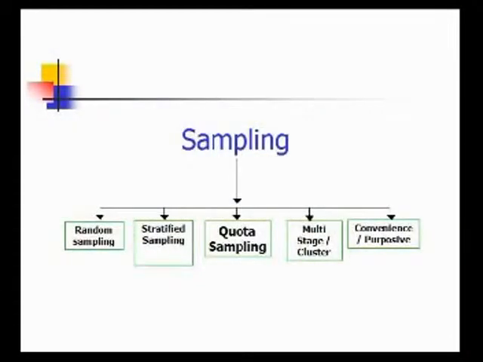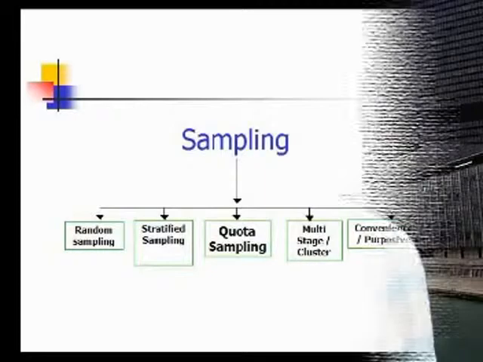So let us quickly look at what types of samples are available in social science research. We have all heard about the famous random sampling. That is the first one. What do you mean by random sampling? In this method of sampling, all the units should have a chance of being selected in the sample. That means those who constitute the universe or population shall have a chance of being selected as a sample unit. That is called random sampling.